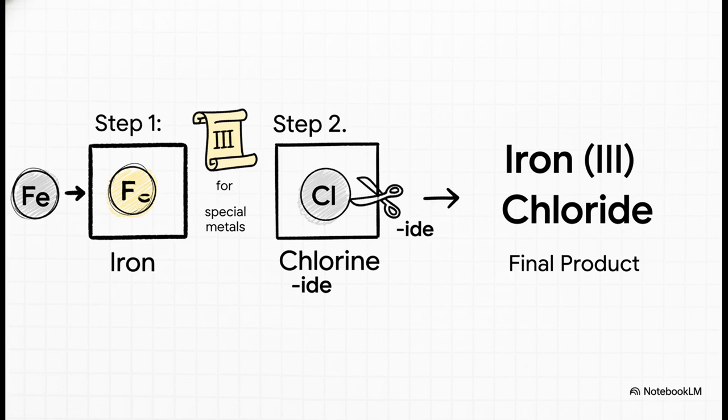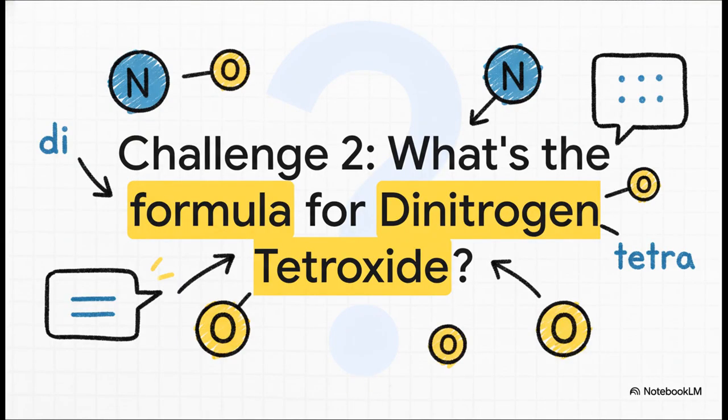See, we name the metal, iron. We take the non-metal chlorine and change its ending to chloride. And because iron is one of those special cases, we use that Roman numeral 3 to be perfectly clear about which version of iron we're using. You got this. Okay, round 2.